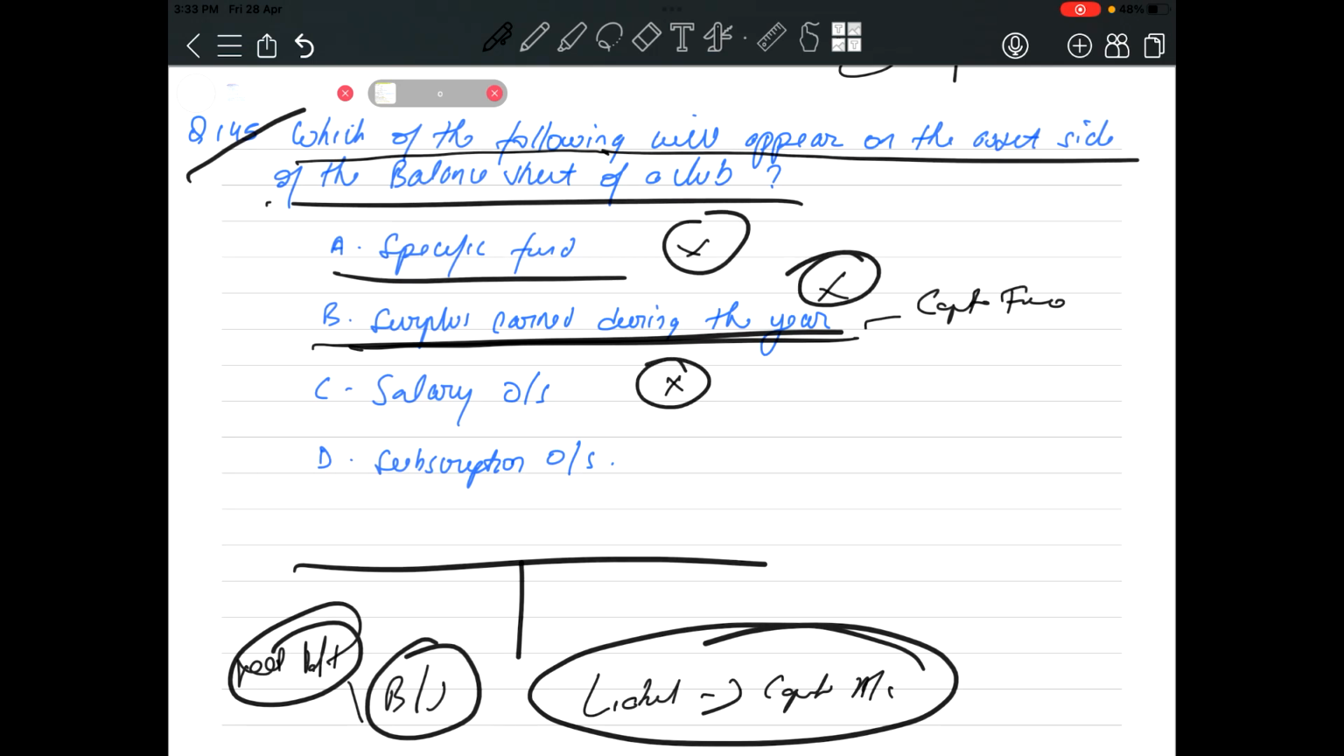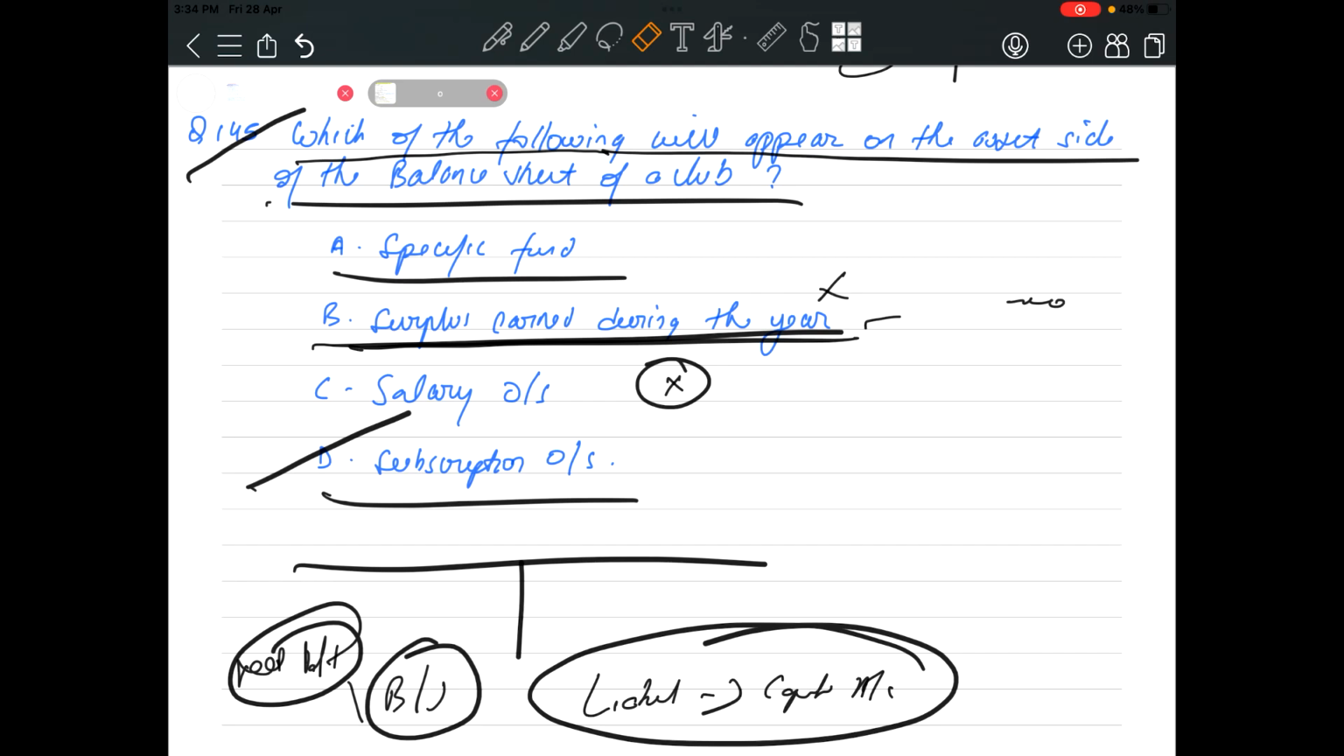Salaries outstanding means expenses outstanding. It is a liability, right? It will not go to the asset side. Subscription outstanding. Now what is subscription outstanding? The money which I have to receive from the members. So this is an asset for me, right? So the correct option for this answer will be D. Simple and easy, right?